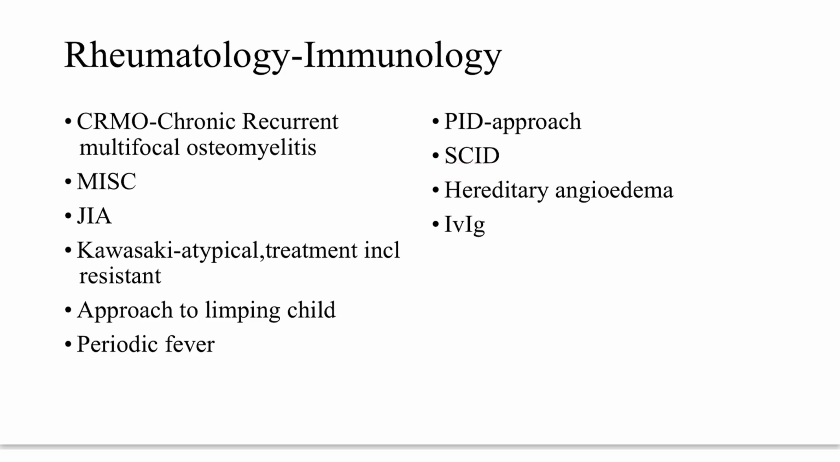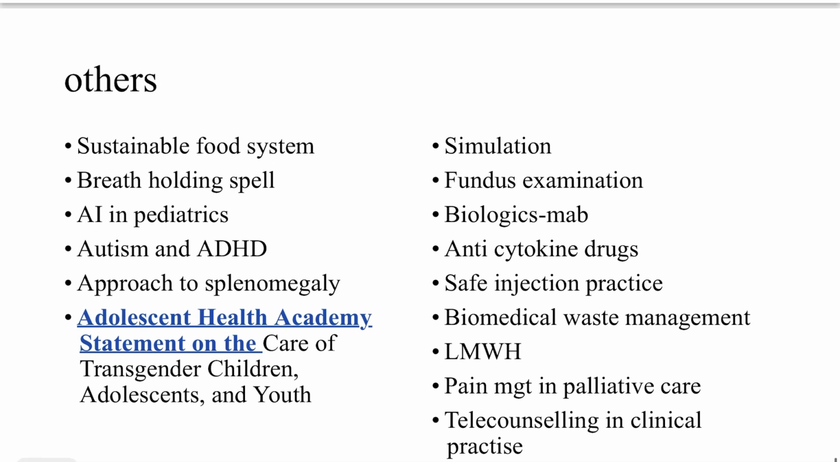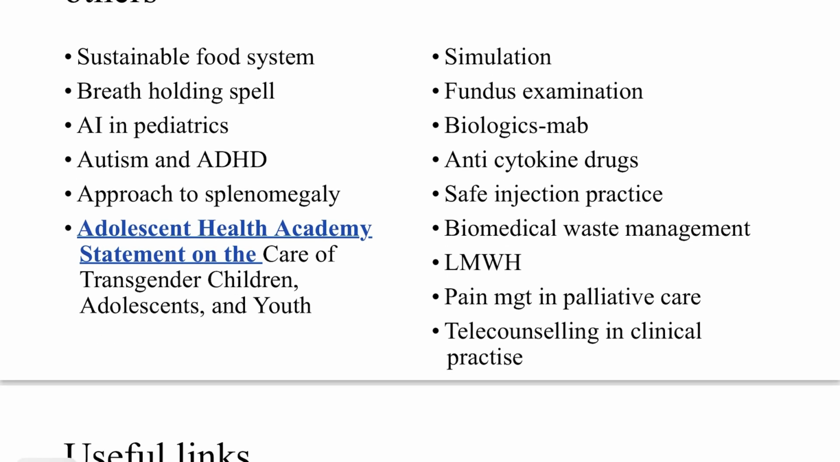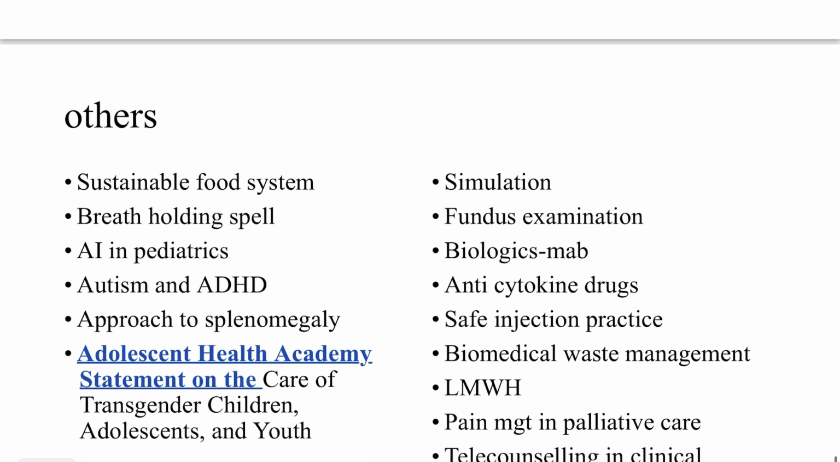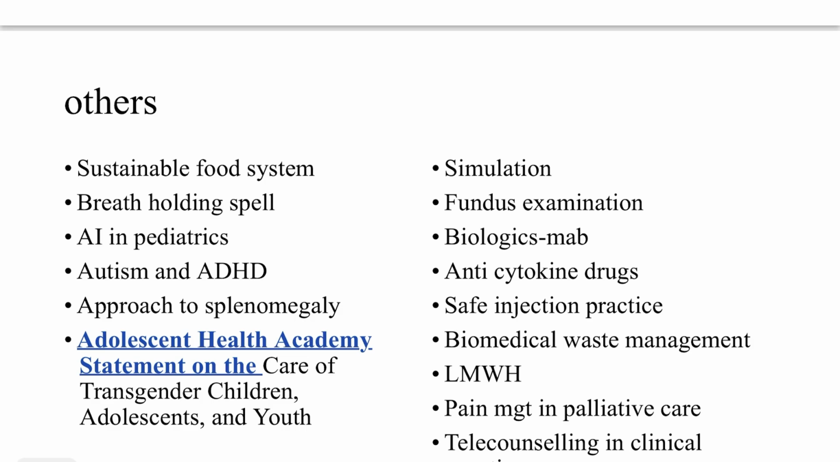SCID, you should know. Hereditary angioedema, IVIG, read. Okay, and you should also know about biological agents. There are a few others which I could not put into any specific area. You read through sustainable food system. This was a direct question. I don't remember whether it was IJPP or the Indian Journal of Pediatrics, but one of those journals, it was there.